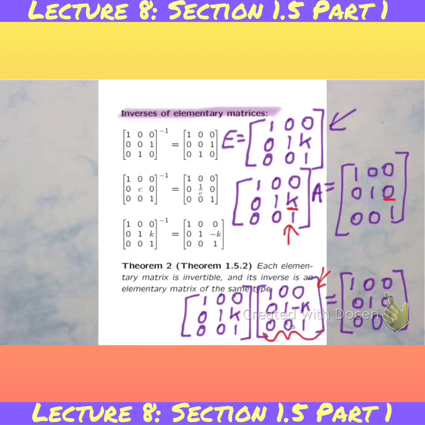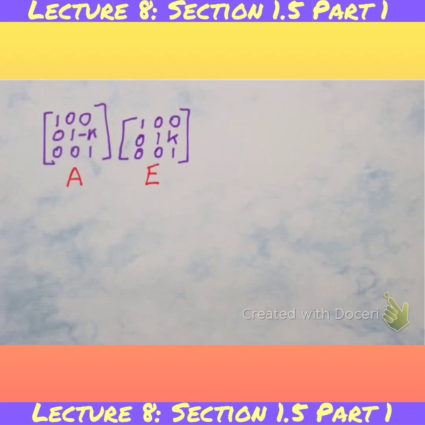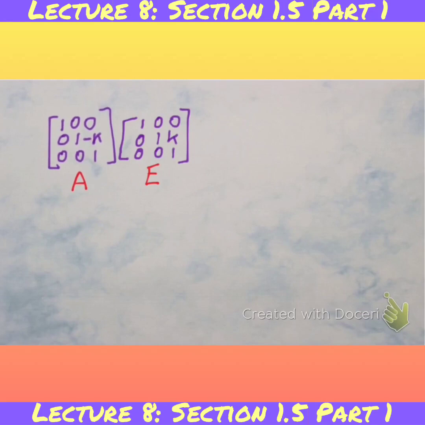Now the question is, what is A times E? Is it still the identity? Well, note that the chosen matrix A is itself an elementary matrix. And what did I do to obtain A? I took the identity matrix, took the third row, multiplied with minus K, and added it to the second row. So A is definitely an elementary matrix.